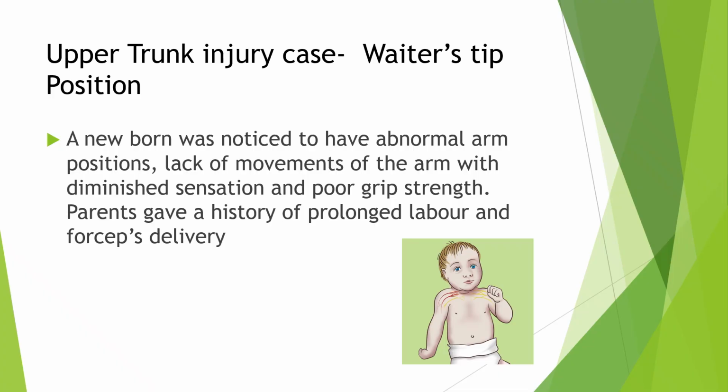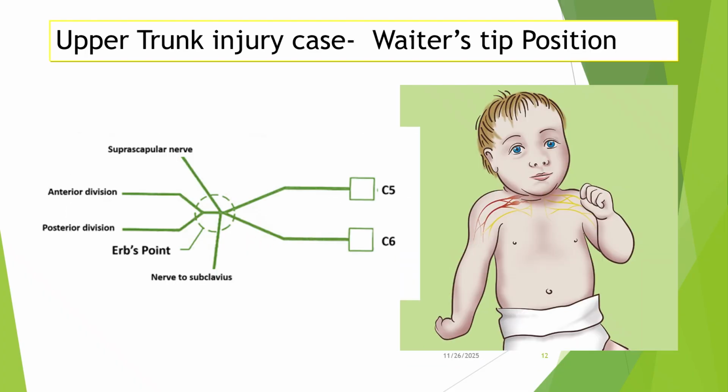Coming to the injury to the upper trunk, we shall now look at the case. A newborn was noticed to have abnormal arm positions, lack of movements of the arm, with diminished sensation and poor grip strength. Parents gave a history of prolonged labor and forceps delivery. The upper trunk is formed by the C5-C6 roots.